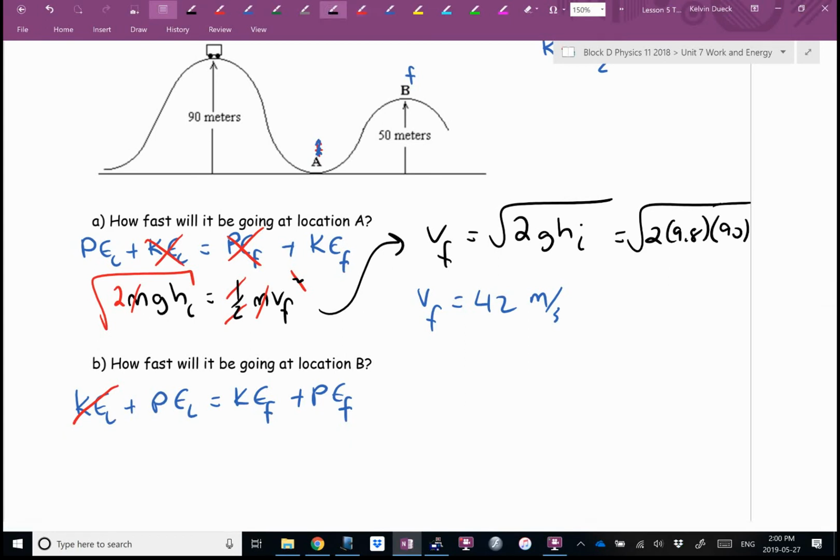So my next line is going to be mgh initial equals a half m v final squared plus mgh final. Adam, what's this question wanting me to find? How many terms are there here? Is there an m in this term? Is there an m in this term? Is there an m in this term?